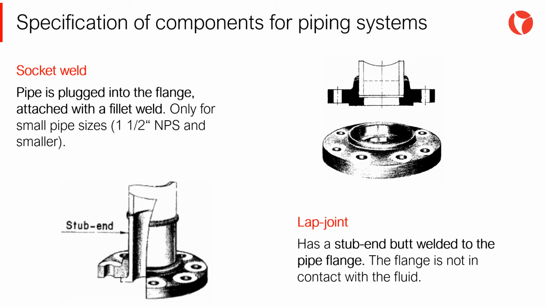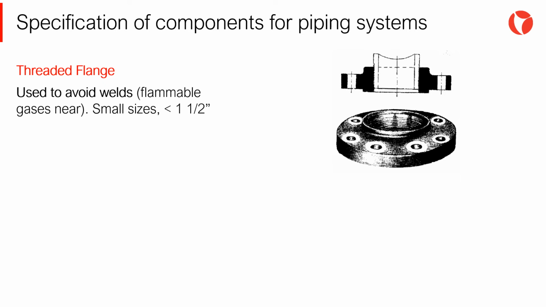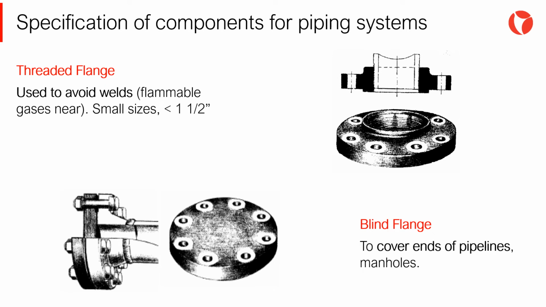Lap joint flanges. They use a stub end that is butt welded to the pipe. The flange drills do not have to be carefully aligned before welding, which simplifies the installation. Threaded flanges are useful when the weld is to be avoided, processes where flammable gases may exist, for example. And finally, we have the blind flange. They are used to cover ends of pipelines, manholes of pressure vessels, and handholes.